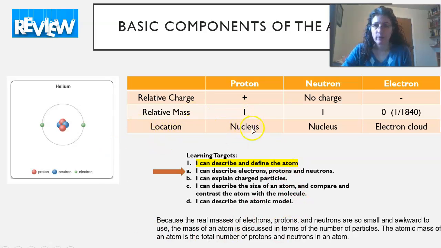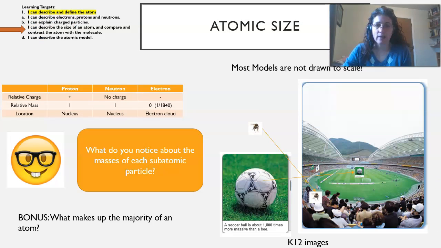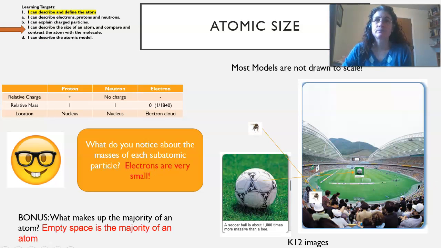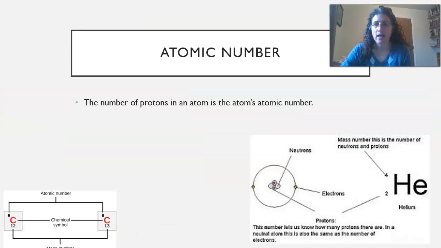But again, as a reminder, you want to have this in your notes because it's got the nucleus and the location and the electron cloud. There's a lot of different size comparisons that you can use to help you out. Electrons are very small. The majority of the space of an atom is empty. You have that nucleus in the center, then you have the electrons around the outside.